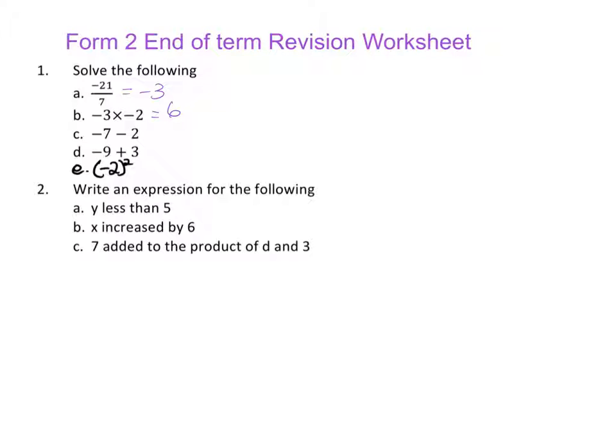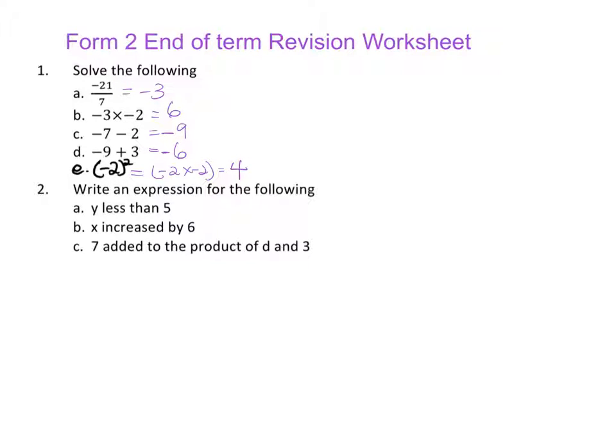Minus 7 minus 2: same signs add, different signs subtract, same signs keep the sign. So we get minus 9. Same signs add, different signs subtract, so we subtract. Same signs keep the signs, different keep the larger, so we get minus 6. And minus 2 squared is minus 2 multiplied by minus 2, which will give us a positive 4.